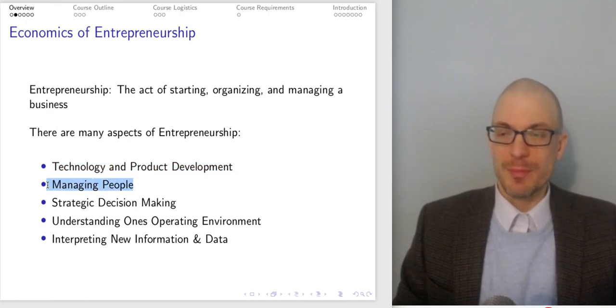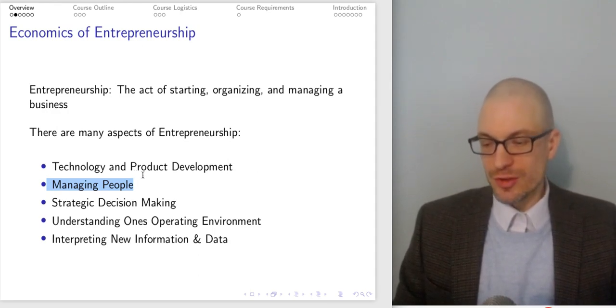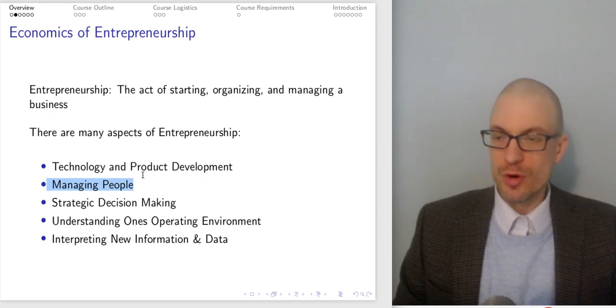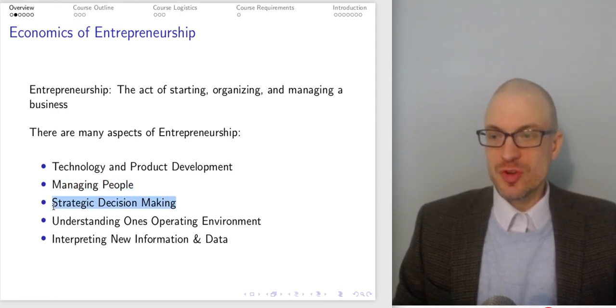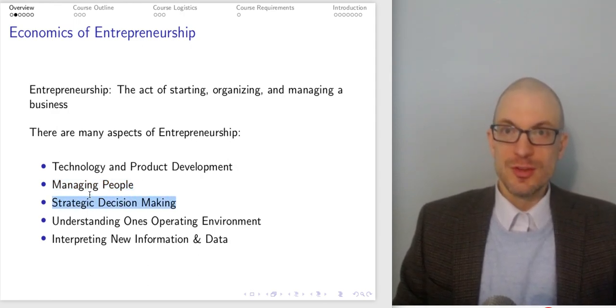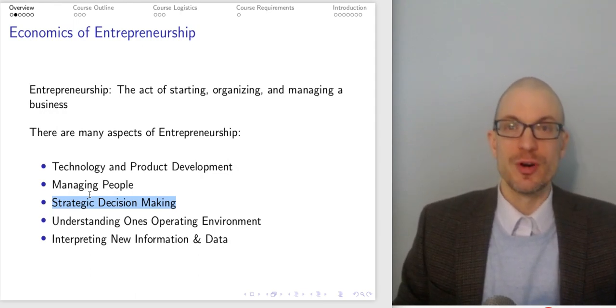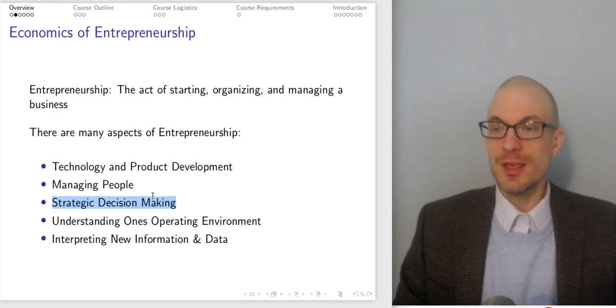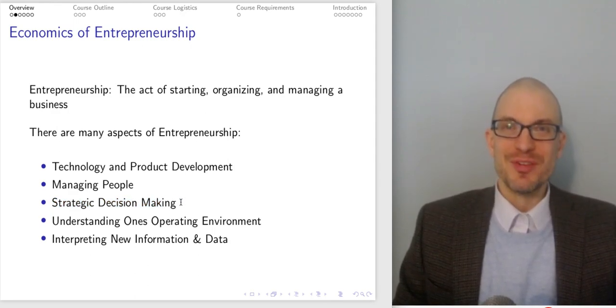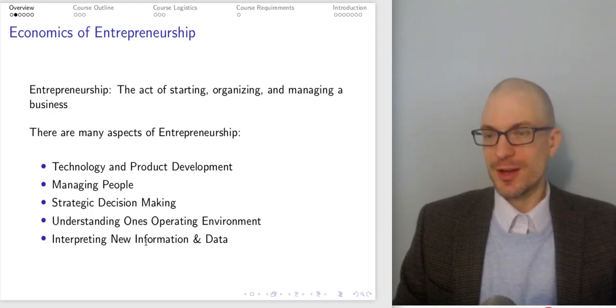There are applications to managing people, thinking about how to incentivize workers to work hard, how to avoid moral hazard. There are aspects of strategic decision making, especially since we're thinking about a situation where we've got firms with market power, and there might be a couple of firms with market power. So maybe we have an oligopoly, and now your decision making is going to be relevant to how your rivals are going to respond.